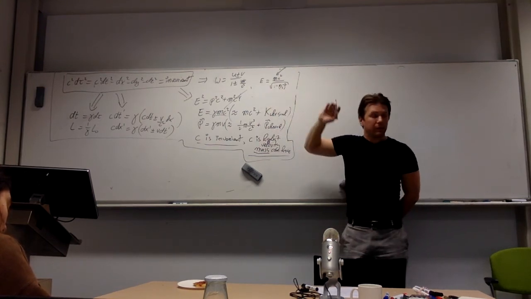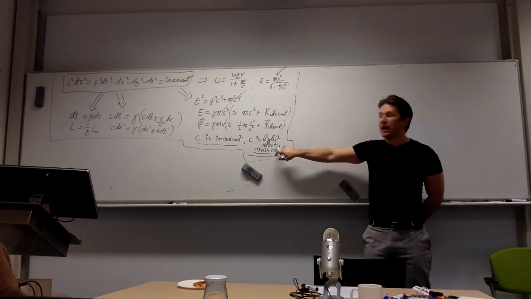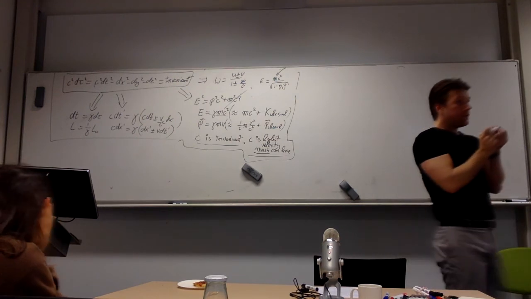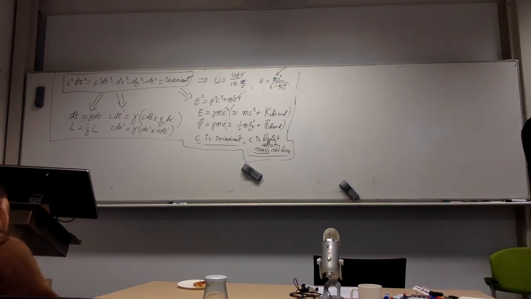So the conclusion here is that c is the highest velocity a mass can have. But we have a stronger conclusion now. It means things that have no mass must go with the speed of light.